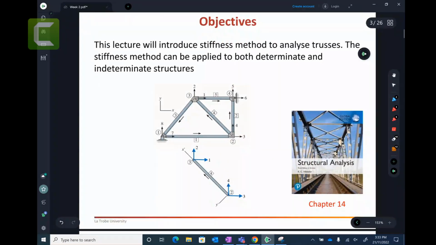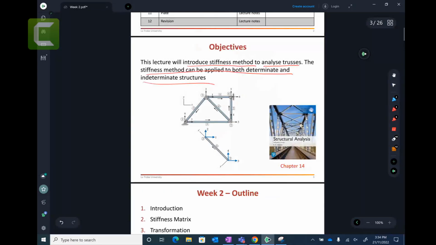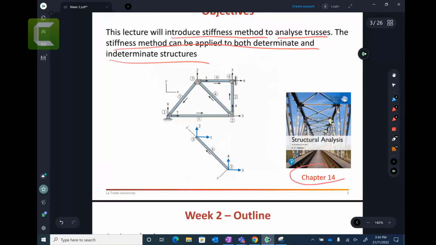So the objective of this lecture is to introduce the stiffness method to analyze the truss. The stiffness method can be applied for both determinate and indeterminate structures. If you need more information, you can read it from these books. I think these books are available in our library. If you just search on the La Trobe Library for Structure Analysis, it will be available online.